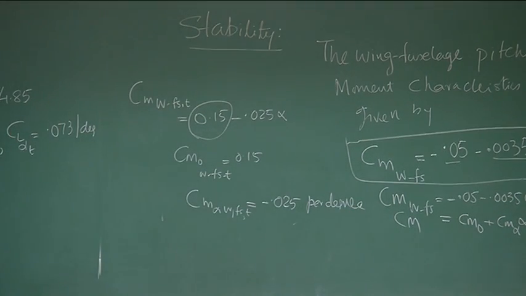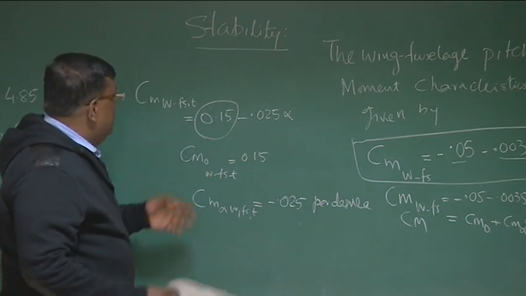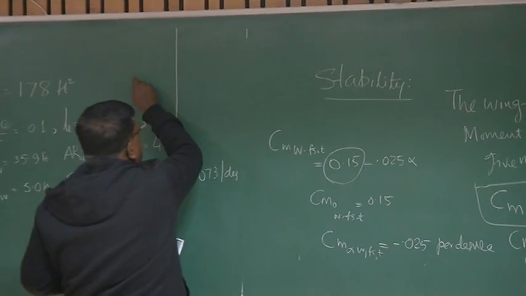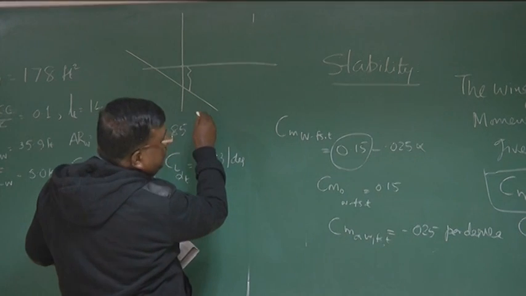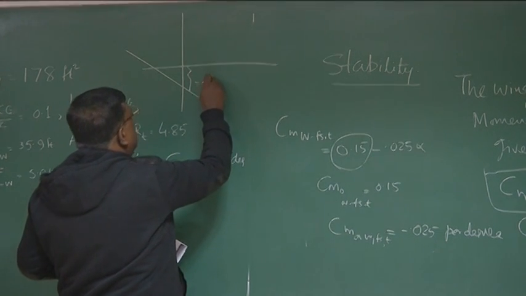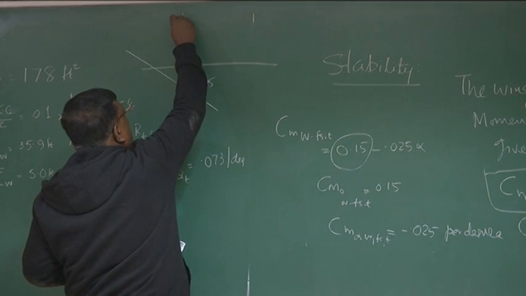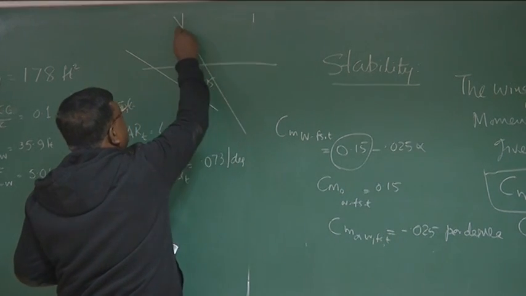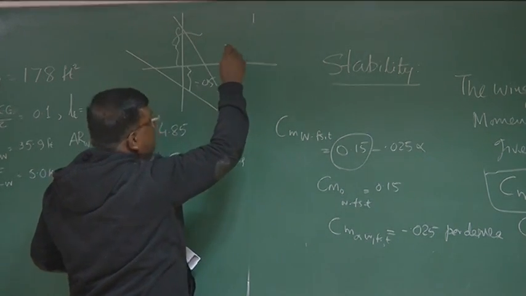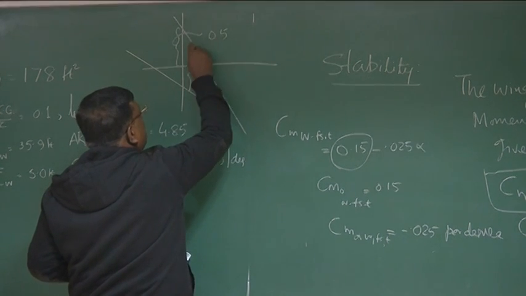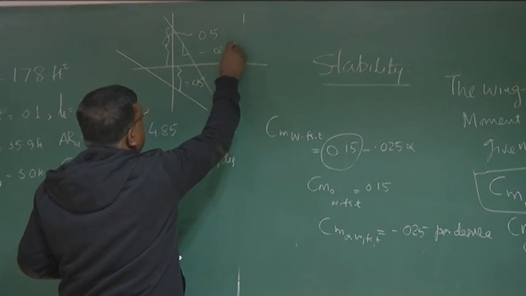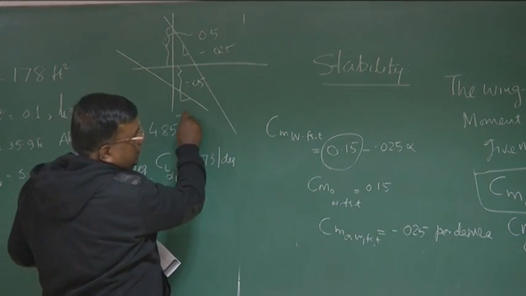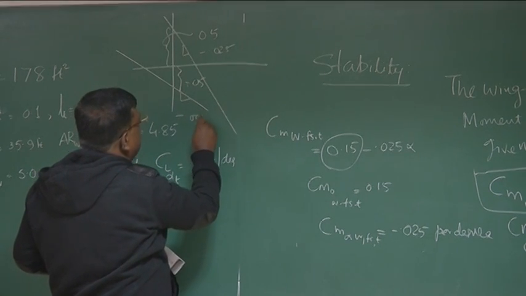So what is the problem to a designer? I should do something so that Cm, earlier it was something like this. This value was minus 0.05. And now what I want is it should be like this, where this becomes 0.15 and the slope also becomes minus 0.025, compared to the slope it was here, minus 0.0035.